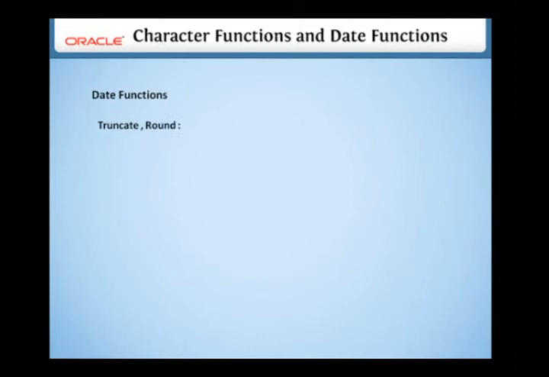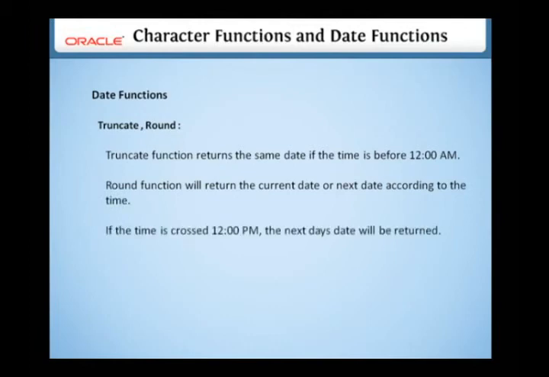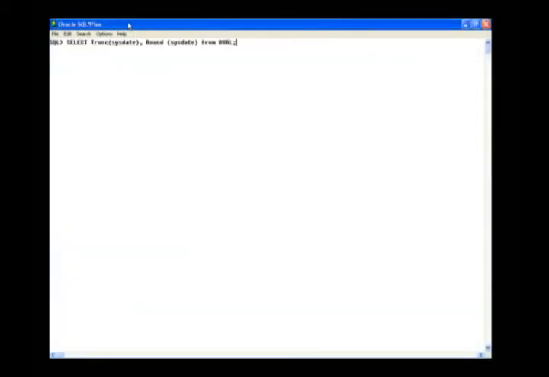Now we will see the TRUNC and ROUND functions. The TRUNC function returns the same date if the time is before 12 p.m., and the ROUND function will return the current date or the next date according to the time. If the time has passed 12 p.m., the next day's date will be returned. Here's the syntax. Select TRUNC(date), ROUND(date) from dual. Here we are going to use these 2 functions with sysdate. Select TRUNC(sysdate), ROUND(sysdate) from dual. This statement displays the dates according to the time.